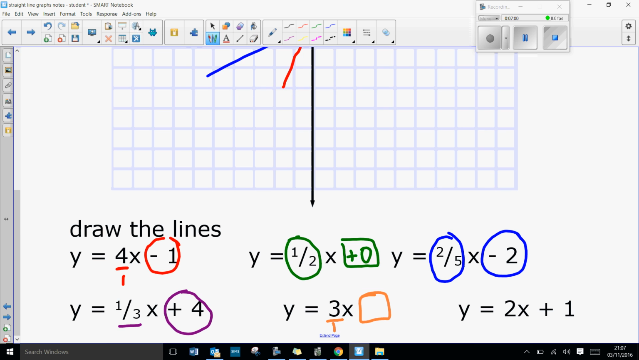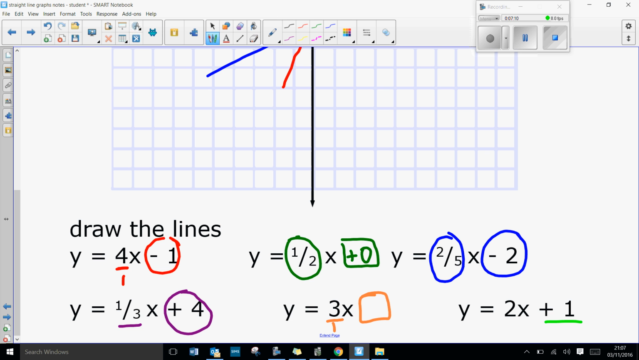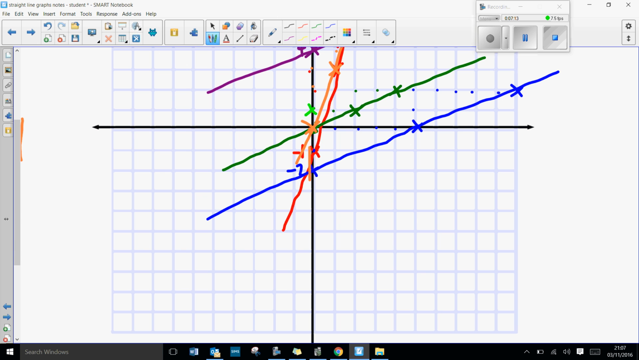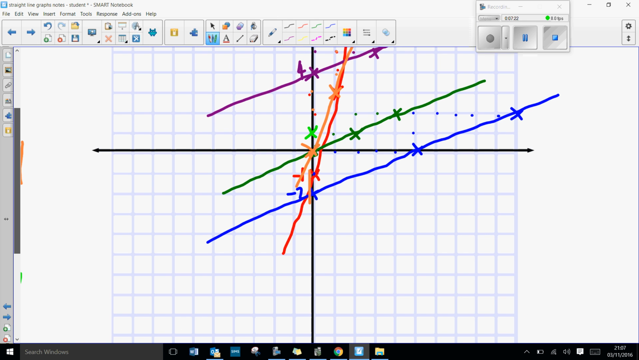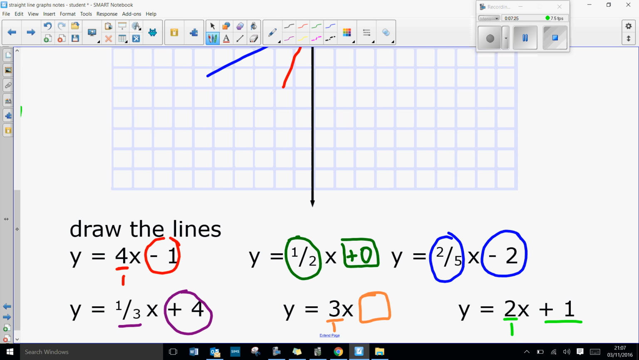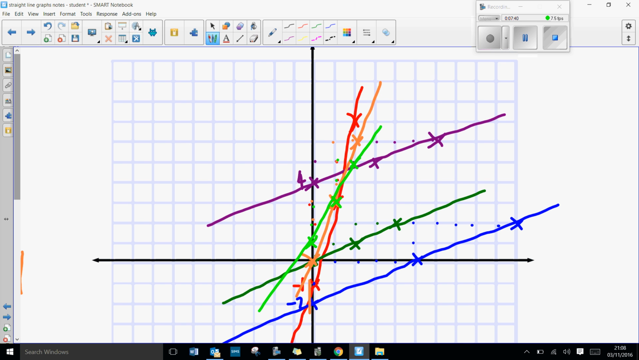And our final example for this group is y equals 2x plus 1. So we're going to start at positive 1. And we have a gradient of 2. So we need to have that 2/1. And we rise 2, 1, 2, and we run 1. Rise 2, run 1. Now, very rarely will you be asked to draw so many graphs on one set of axes. And I would suggest that you avoid doing so wherever possible, because as you can see, it gets a bit confusing.